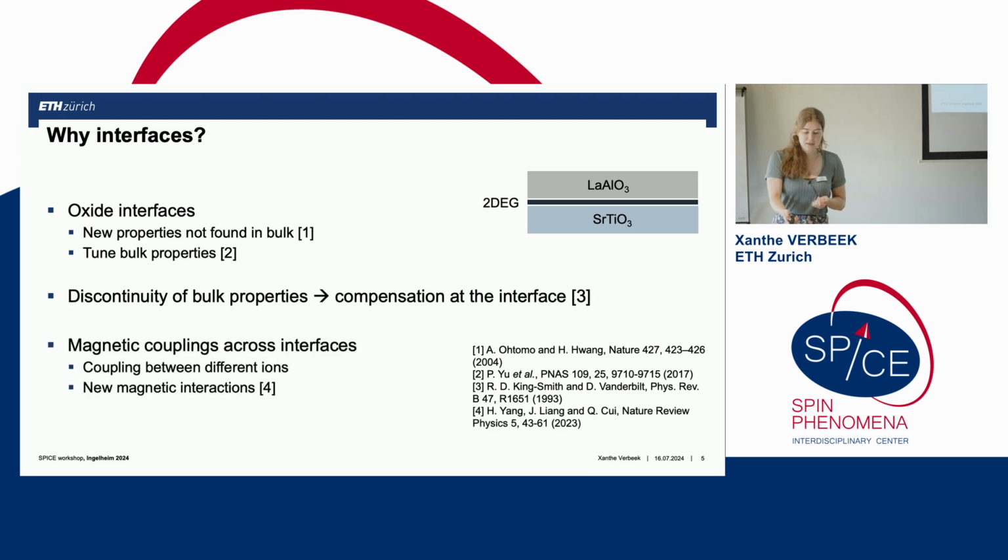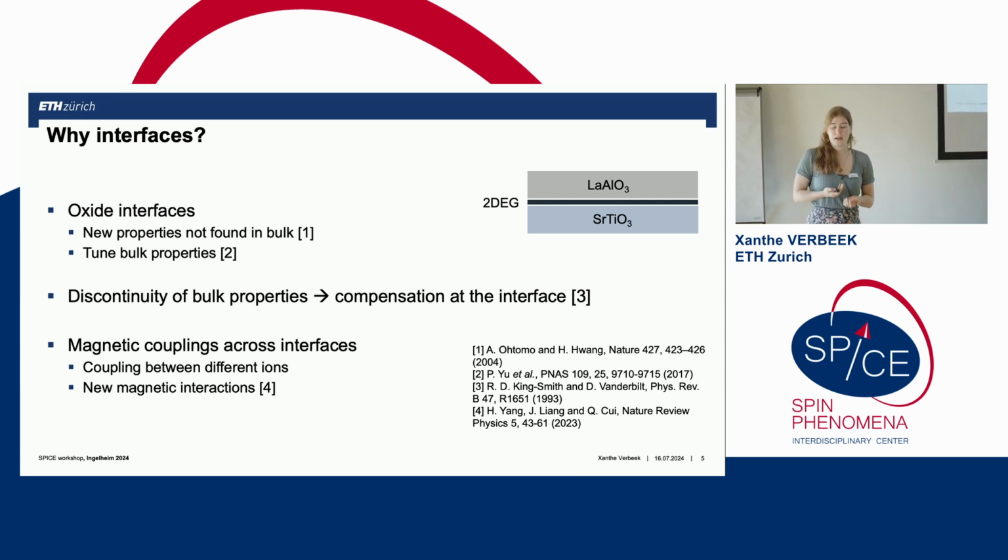Specifically in magnetic materials, there can be interesting couplings across interfaces, for example, because we're combining two ionic species that are not combined in bulk, but also new magnetic interactions, for example, strong Dzyaloshinskii-Moriya interactions when ferromagnetic materials and heavy metals are combined.